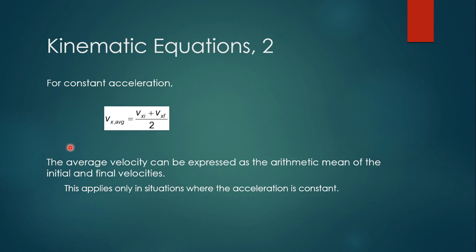The second equation is again a case of constant acceleration. In this we say that if acceleration is constant, then the average velocity in a given time interval can be directly found as initial velocity plus final velocity divided by 2. So the average velocity is just the arithmetic mean of the initial and final velocities, but remember this applies only when the acceleration is constant.